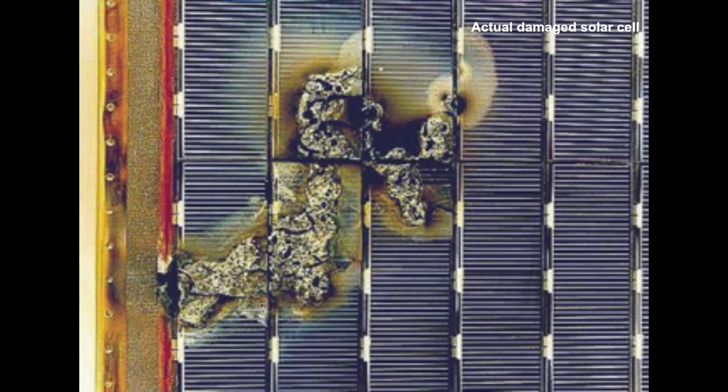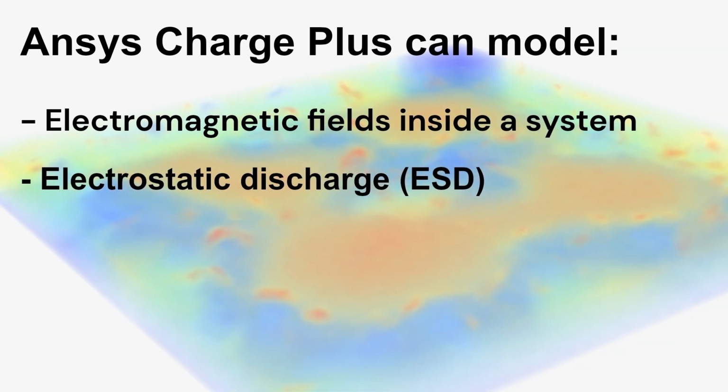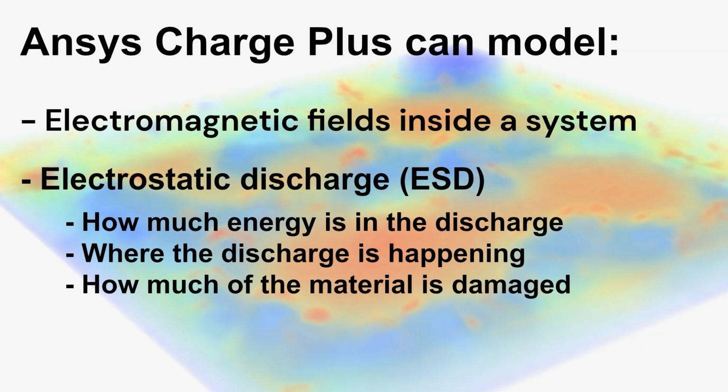What we're trying to mitigate is the risk of damaging the solar cell and destroying the solar cell. The consequences are drastic. If you actually get an ESD inside the solar cell, you're going to completely destroy the mission and lose the whole satellite. One of the results that we can provide with Ansys Charge Plus is the electromagnetic fields that are building up inside the system, but we can also model the ESD itself and how much energy is present inside the discharge.